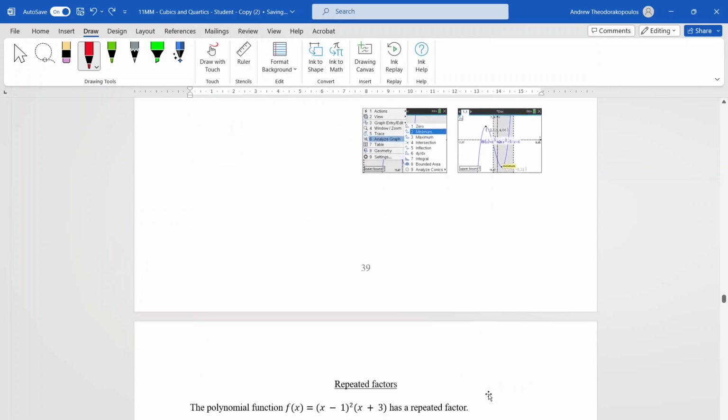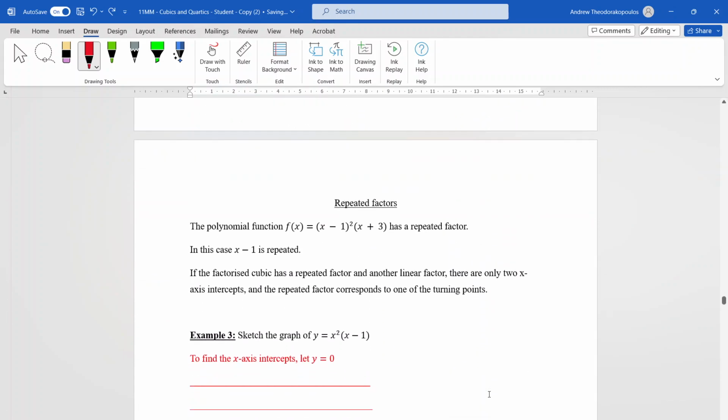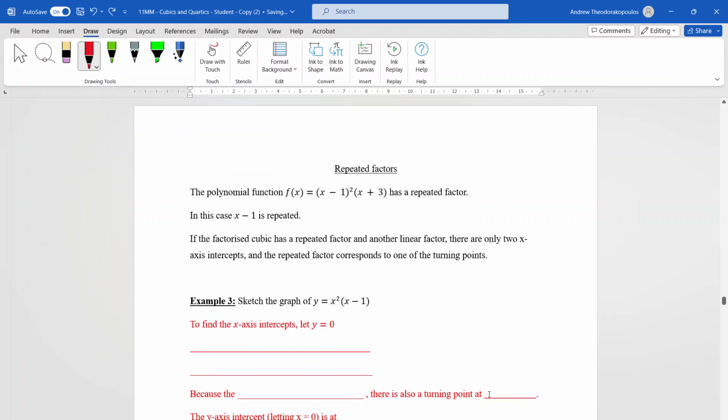Let's now talk about repeated factors. Okay, so repeated factors are essentially where the turning point is the x-intercept. If that's the case, in this case you would notice that it's because of the square here, x minus 1.